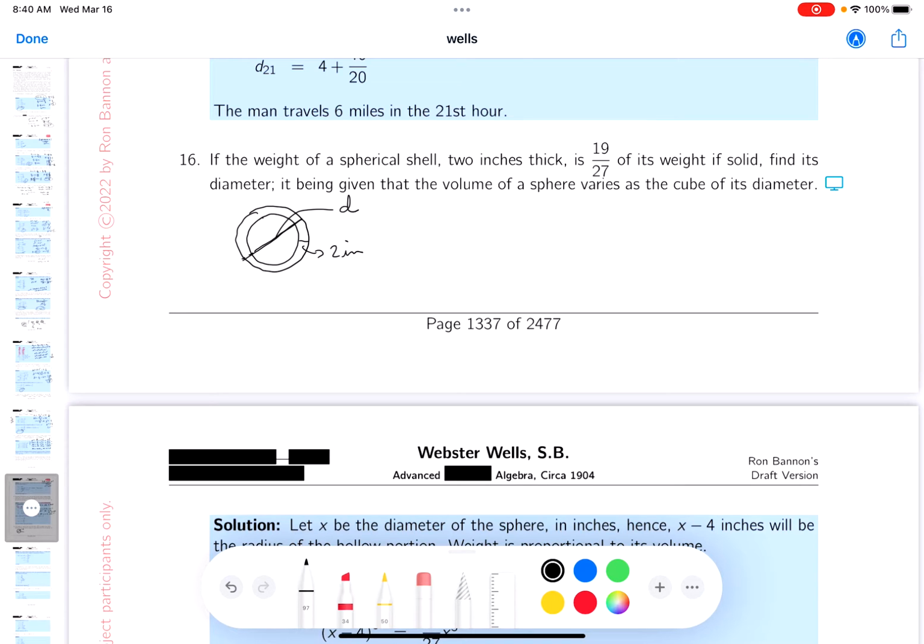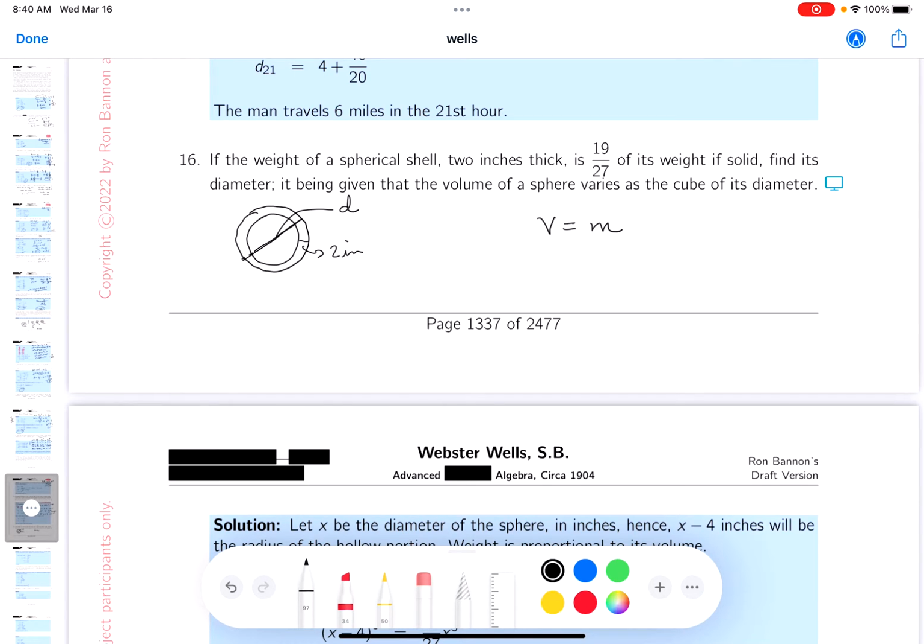The weight of a spherical shell, 2 inches thick, is 19/27ths of its weight if solid. Solid means the whole thing is filled, but this is a shell, meaning the interior is empty. Find its diameter, it being given that the volume of a sphere varies as the cube of its diameter.